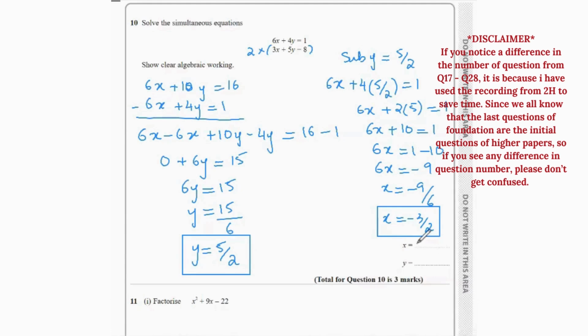So we could write these as decimals. That would be x equals negative 1.5, and y is positive 2.5. Fractions would also be correct.